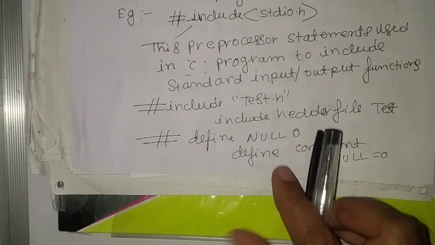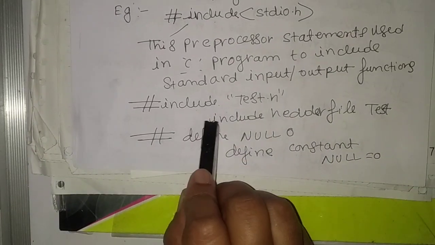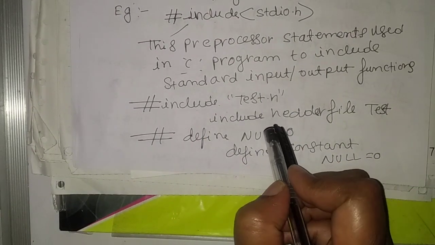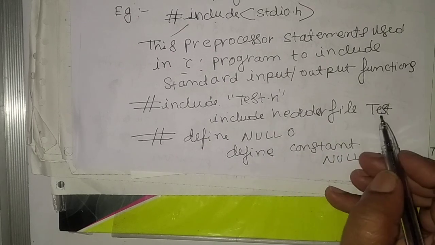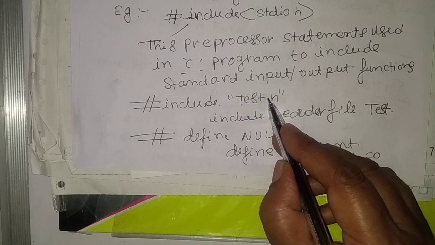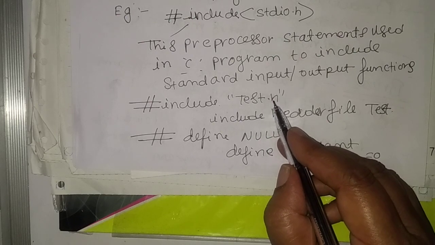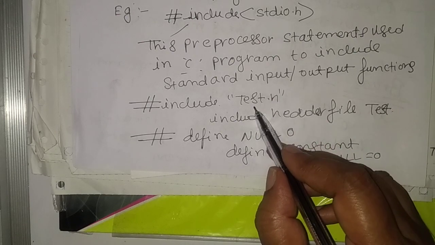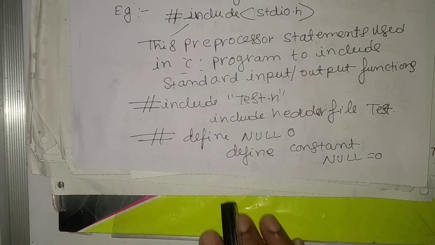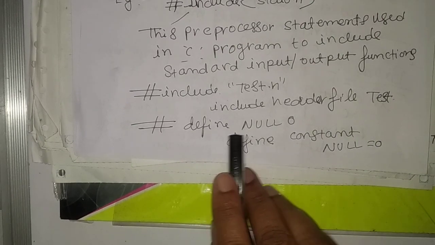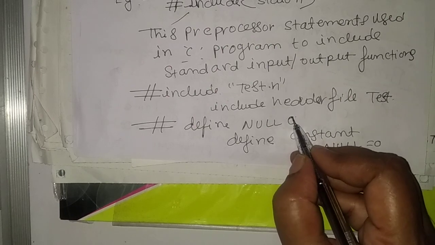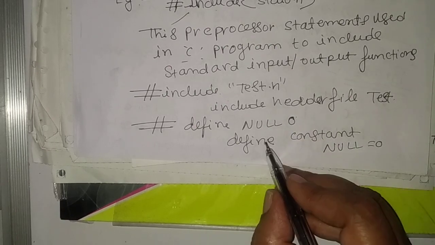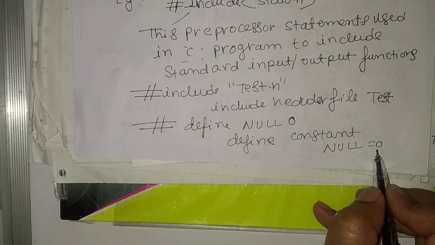After this, one more example: hash include test.h. This includes a header file. Test.h is always for header files. So it includes a header file test. Define is also included in the preprocessor statements. Define NULL 0 means defining a constant. This is a constant; NULL is equal to 0.